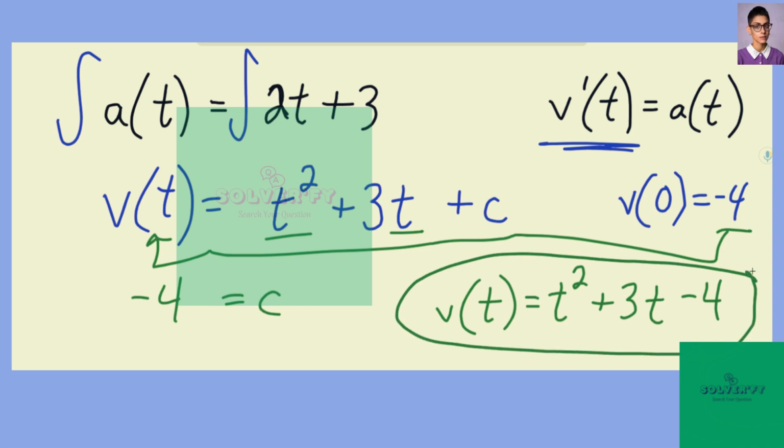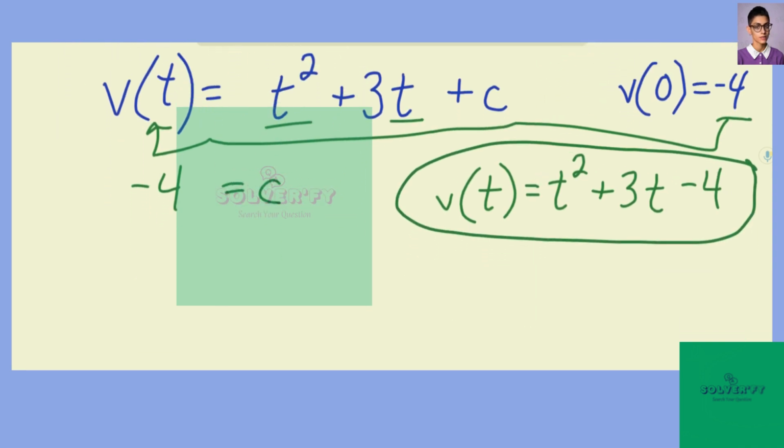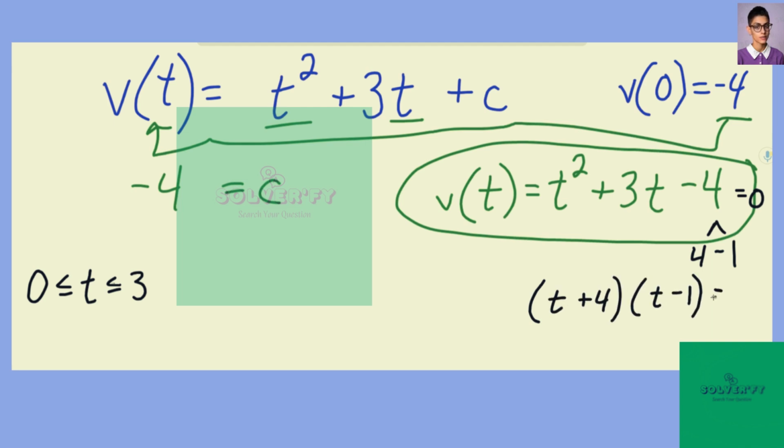Now, as far as total distance traveled goes, probably what I would do is, first of all, we care about from 0 to 3. I would see if there's any change in direction, and you find the change in direction by setting this equal to 0. And if you find factors of negative 4 that add to be 3, that'll be 4 minus 1. So that'll be t plus 4, t minus 1. So this object changes directions at t equals negative 4, which doesn't really make any sense, and t equals 1.